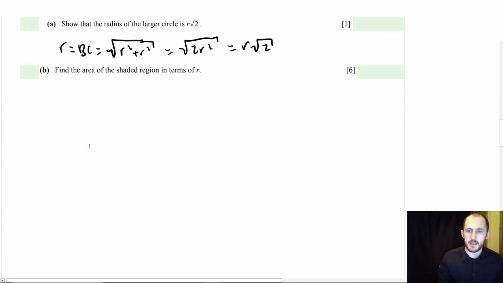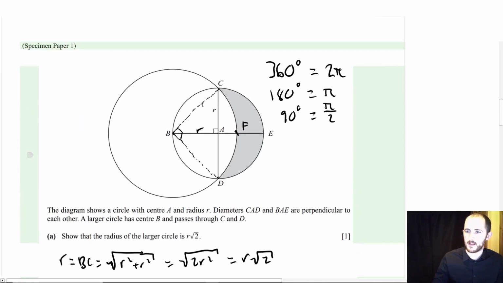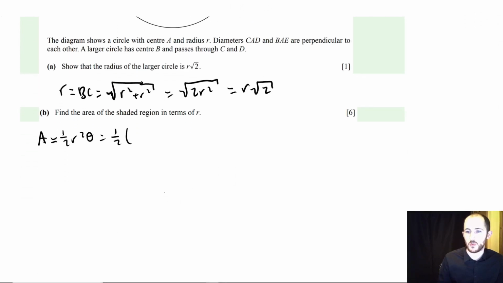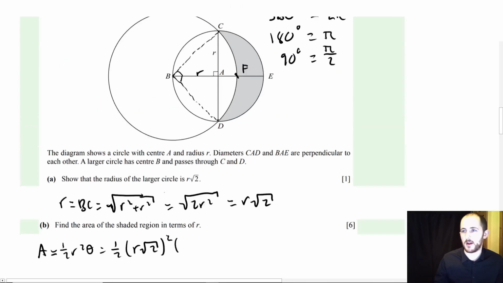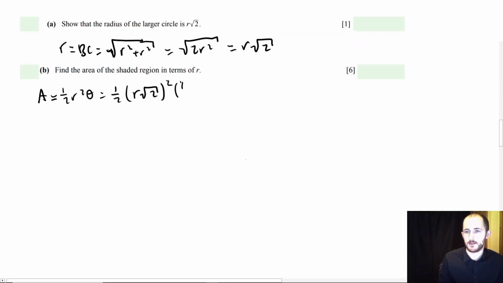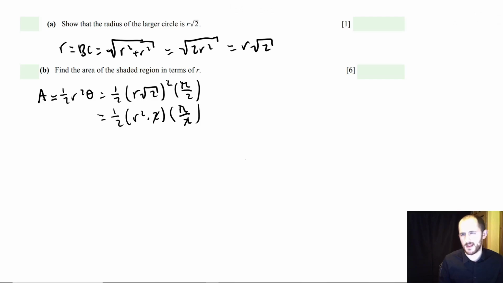So if we're working out the area of a sector, if you remember, it's half r squared theta, so we have a half. Now r, the radius of this sector, is that length that we worked out here, so r root 2. And that is squared times pi over 2. So let's quickly expand this slightly. So this is going to be r squared times 2 pi over 2. So we can get rid of one of the 2's. So we're left with a half pi r squared.